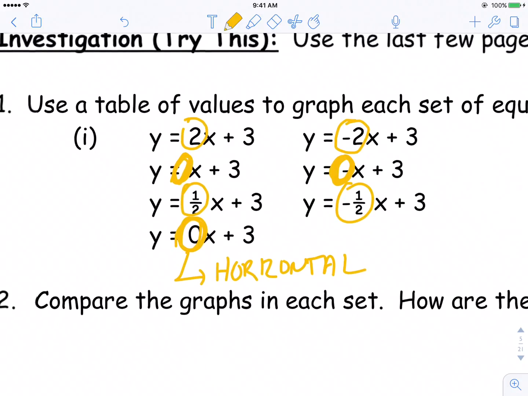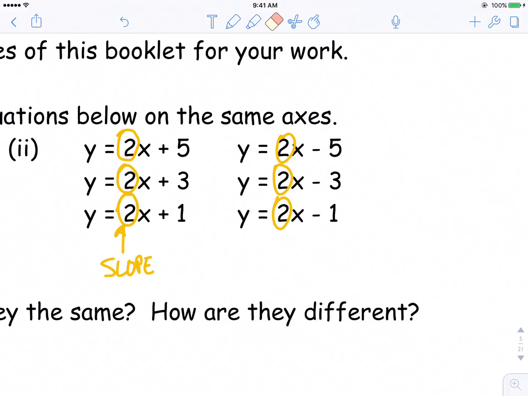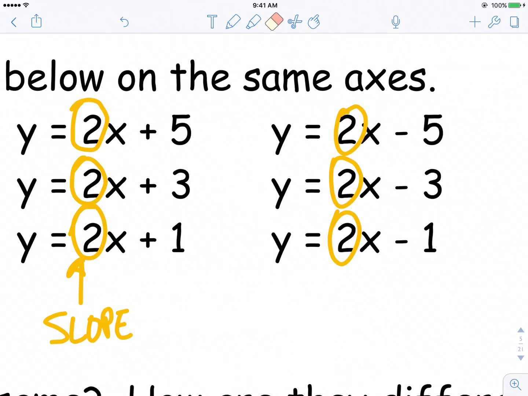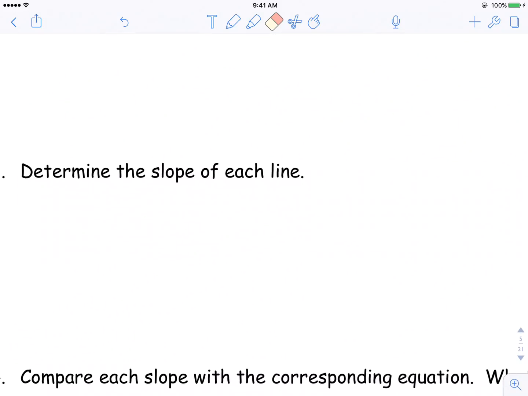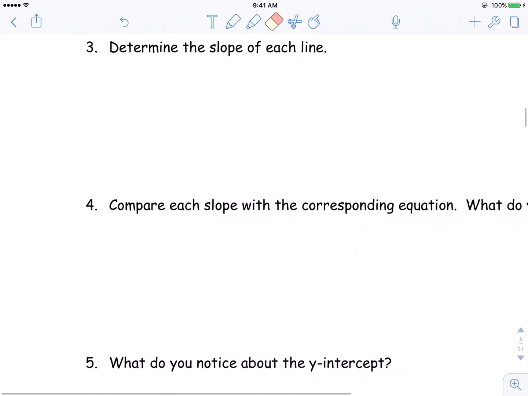Now, what's the slope of all the equations of the second one, or the graphs of the second one? Well, if you were to calculate the slope of any of those 5 or 6 different lines, you would find that the slope would be equal to 2. Didn't matter which one you chose. So that's question number 3. Determine the slope of each line. And 4, compare the slopes with the corresponding equations.